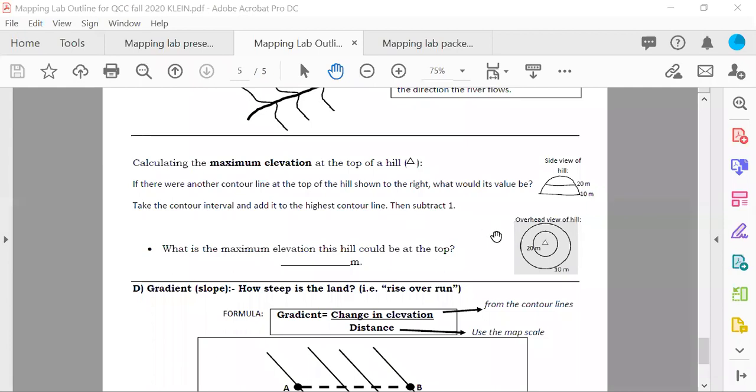Yes, that is correct, 29, right? So 10, 20, the next contour line would be 30 if there was another contour line. So then you take 30 and subtract 1. Okay, good. So now we're going to go to the Mapping Lab packet.